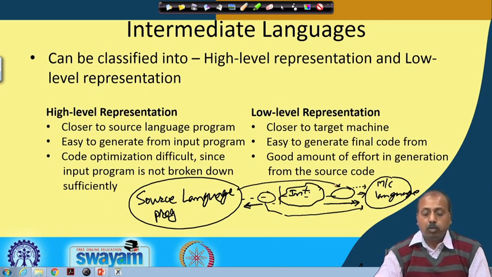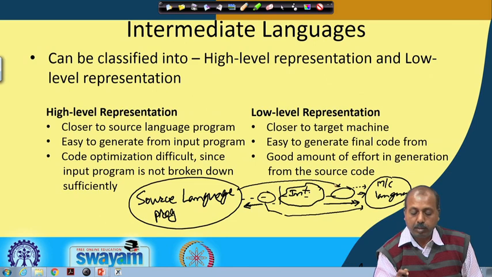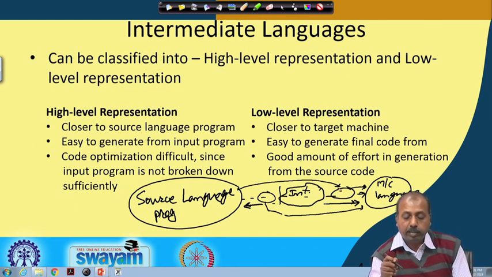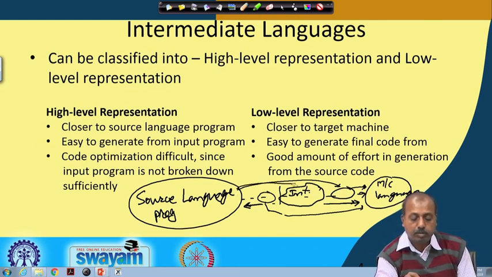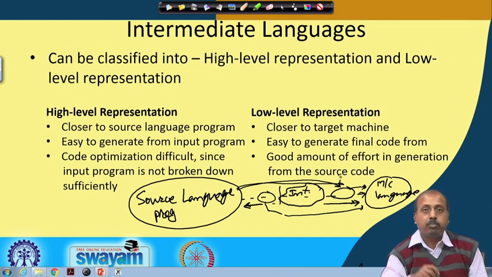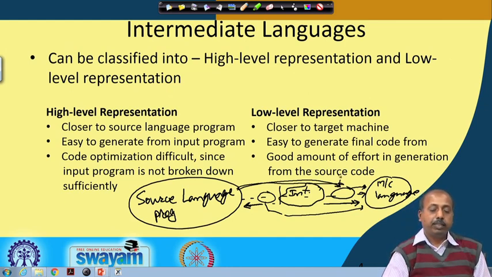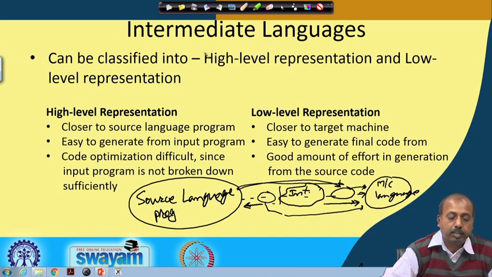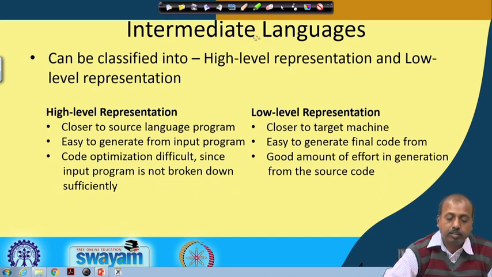On the other hand, low level representations are closer to the target machine. They are easy to generate final code from. As I was telling, there may be one-to-one correspondence at this point. So, target code generation may be very easy, but a good amount of effort will be needed in the process from source program to the intermediary program. This way we can have different types of intermediate languages, and they may have different advantages and disadvantages also.